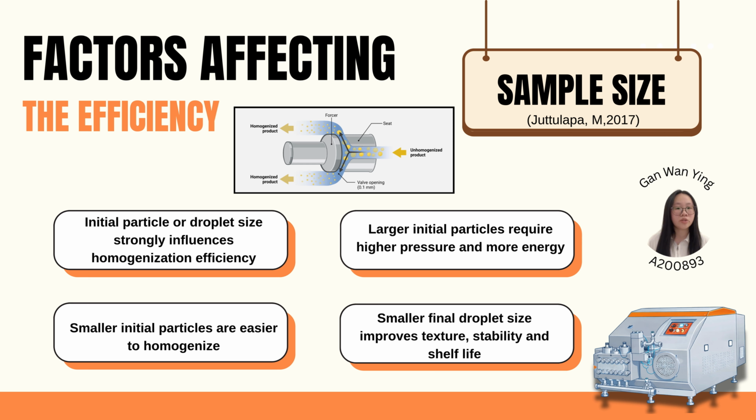After the homogenization, a smaller final droplet size is desirable because it improves the texture, stability, and shelf life of the product. Smaller droplets also reduce the phase separation, leading to a more uniform and stable product. Overall, controlling the sample size is essential to optimize the homogenization efficiency and product quality.